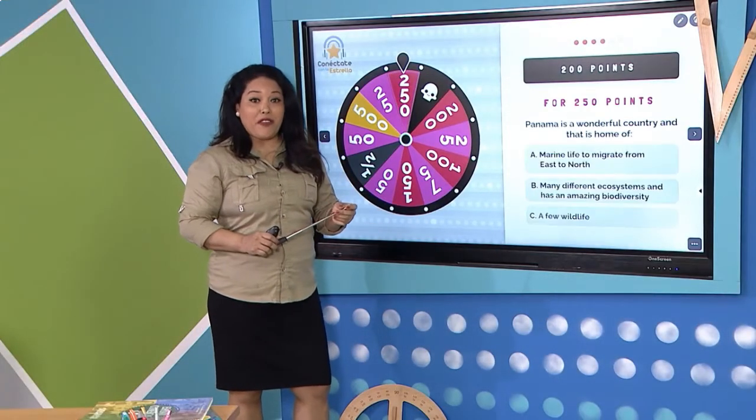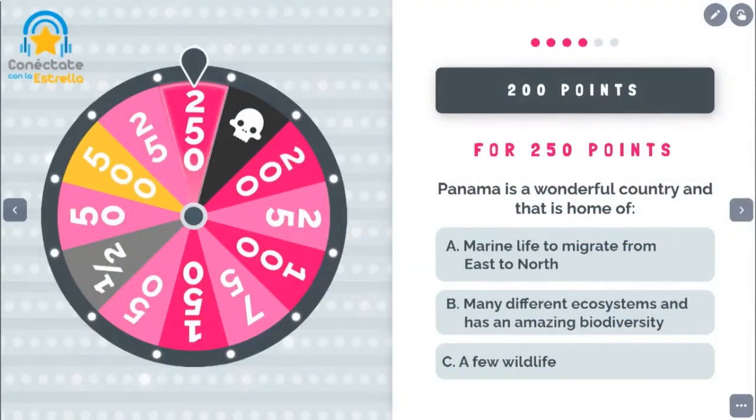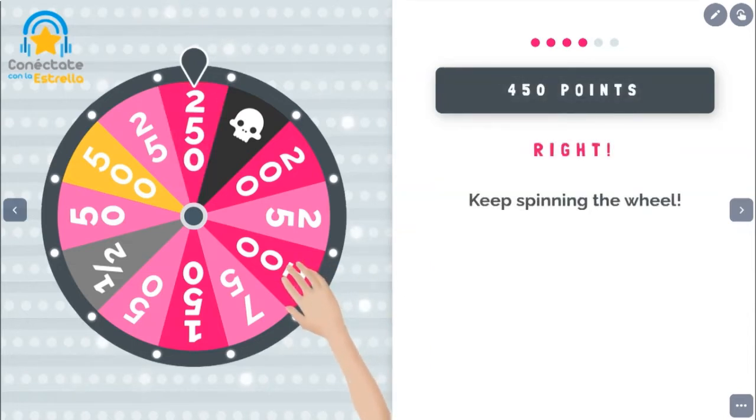For 250 points, guys. Panama is a wonderful country, and it is home to A, marine life that migrates from east to north. B, many different ecosystems and an amazing biodiversity. Or C, a few wildlife. B, correct. Many different ecosystems and an amazing biodiversity. Well done, guys. Let's continue.